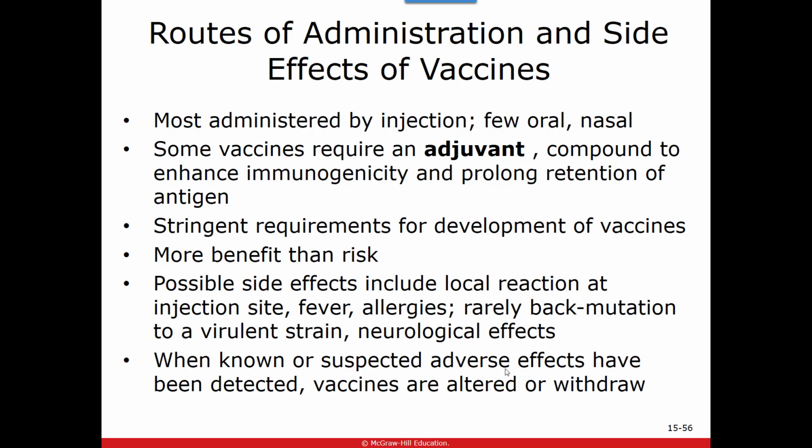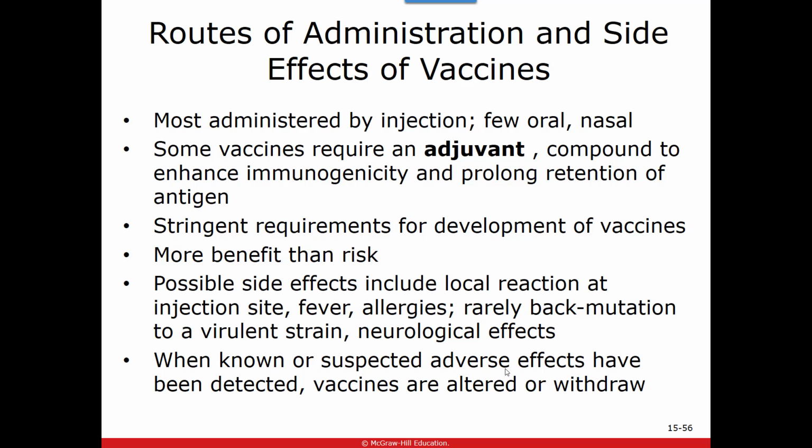Some people might have an allergic reaction. It's rare, but it can happen. Really rare that something can mutate back to a virulent strain, but that's only with the attenuated vaccines. Or there might be some type of neurological response. Rare, but there can be possible side effects. So when known, if we know there's some type of side effect, all vaccines are altered or withdrawn, so they're not given until we can figure out a way to make it so those side effects are lessened or gone, if possible.